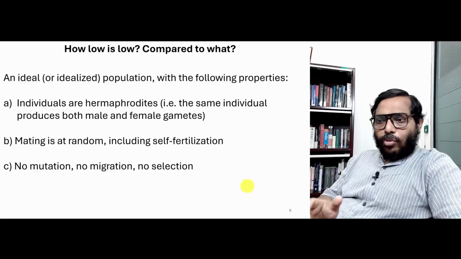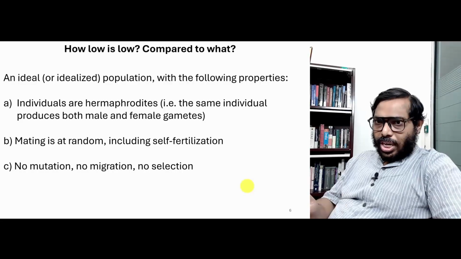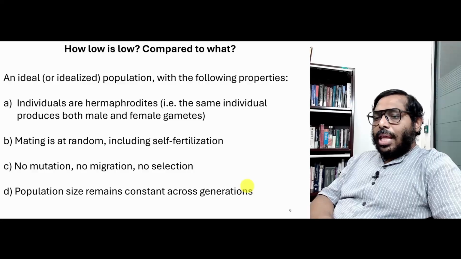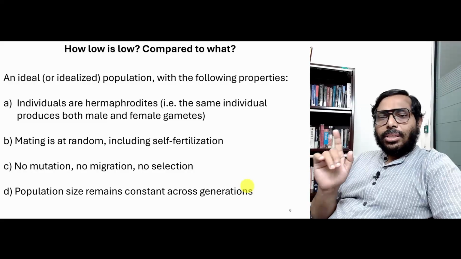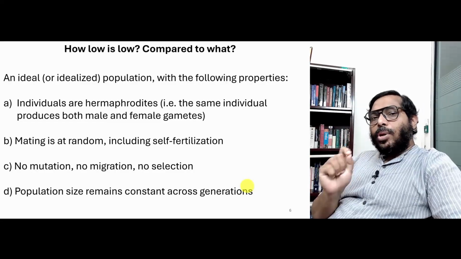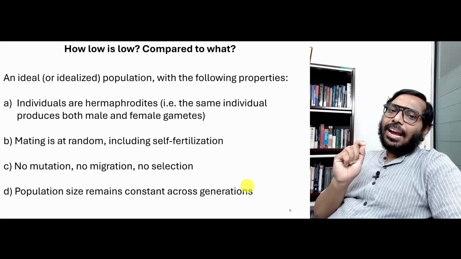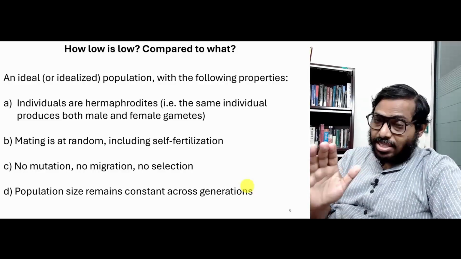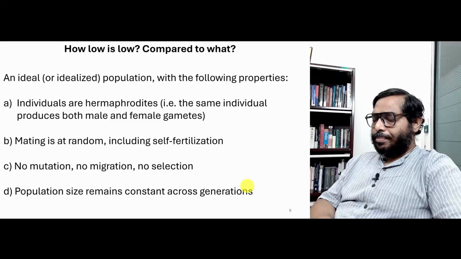And of course, you have no mutation, no migration, no selection. This part is exactly as in Hardy-Weinberg. But then the last point, this is the crucial one: the population size remains constant across generations. It does not change, and it is finite. This is very, very important.